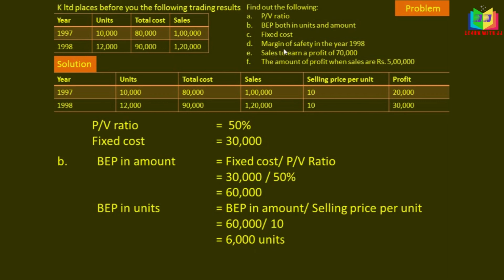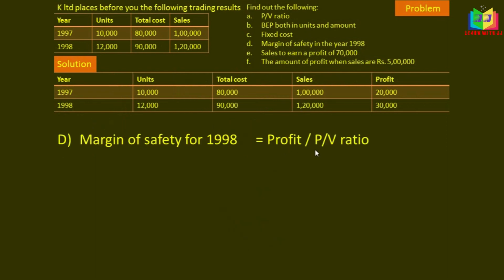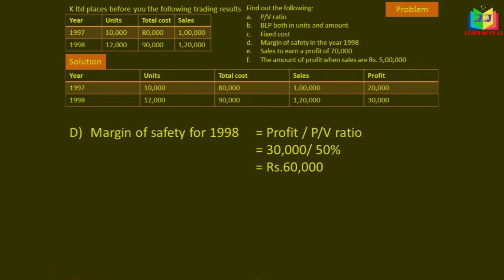Now we will move on to the next question, that is margin of safety in the year 1998. For this year 1998, we have to find out the margin of safety. And the formula is profit divided by PV ratio. For the year 1998, the profit is 30,000 and PV ratio will be common for both the years. So 30,000 divided by 50% will get 60,000 rupees.